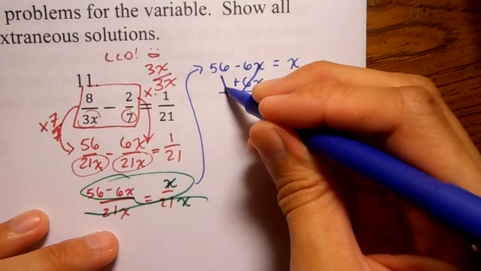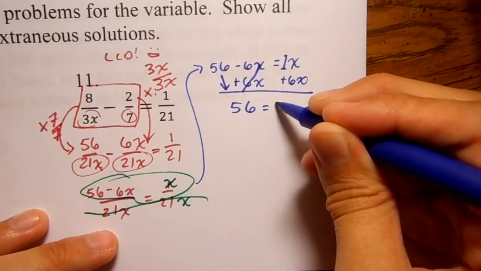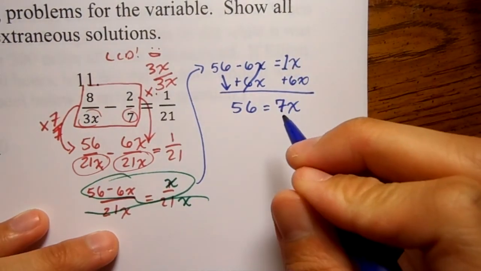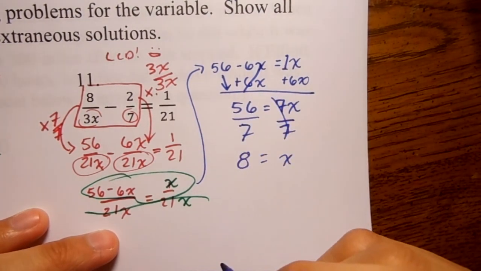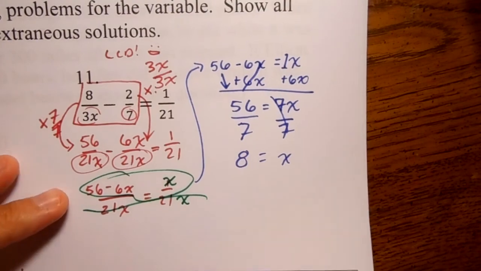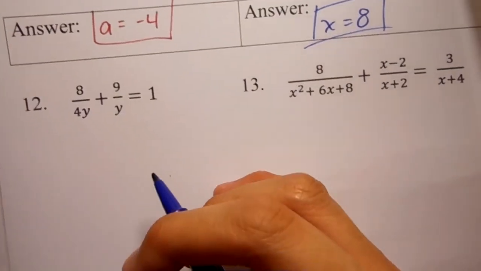So you are left with 56 is equal to, well, x plus 6x is 7x. And 7 times what gives you 56? 7 times 8 gives you 56. So your answer is simply x equals 8.